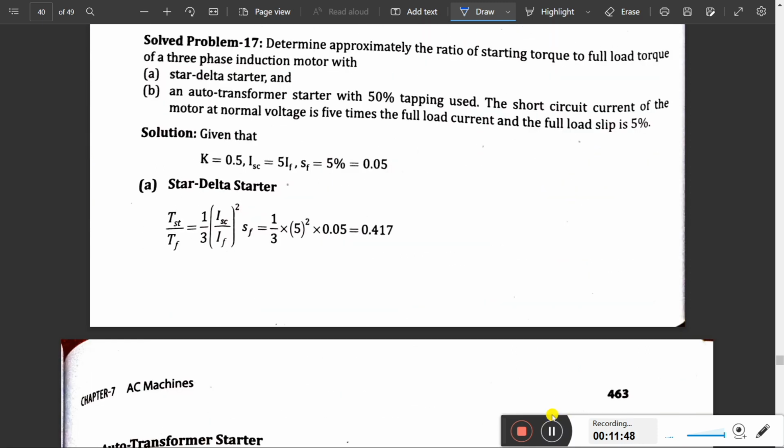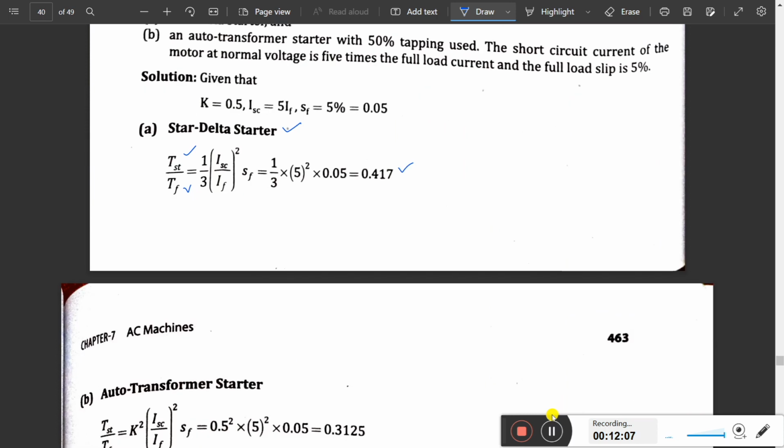If you want, you can go through this problem. Here, the ratio of starting torque to full load torque is equal to 1 by 3 times of Ist and slip at full load. For the star-delta connection, we already have 1 by 3 times the starting current. Then we can observe the relation for the starting and full load torque is equal to 0.714. It means if the full load torque is 1, the starting torque is equal to 0.417.